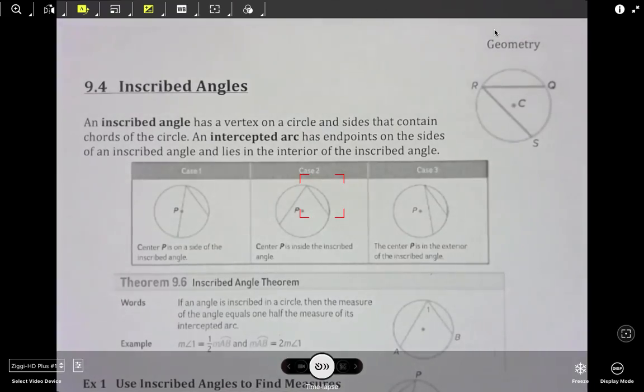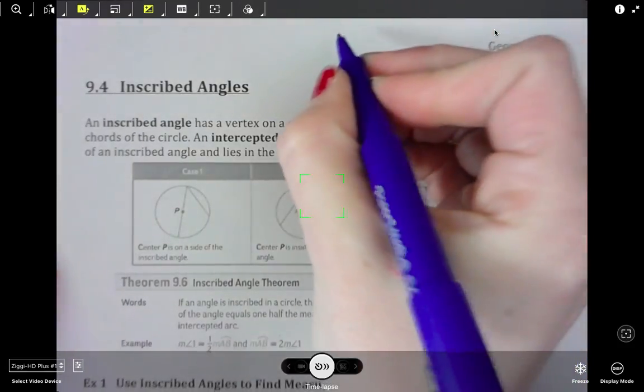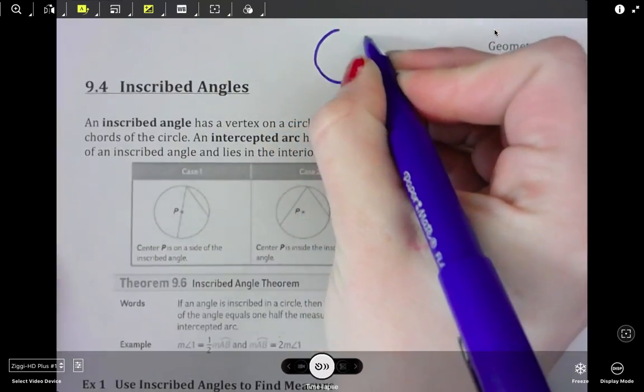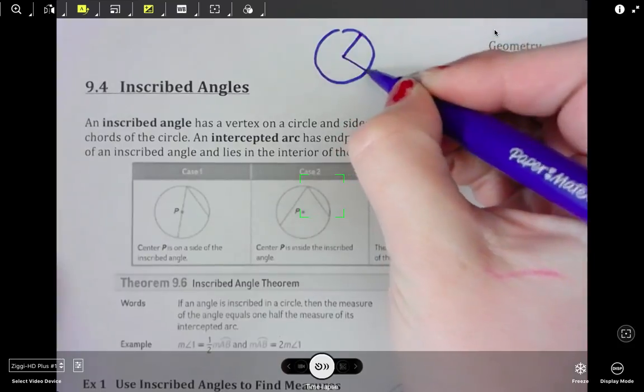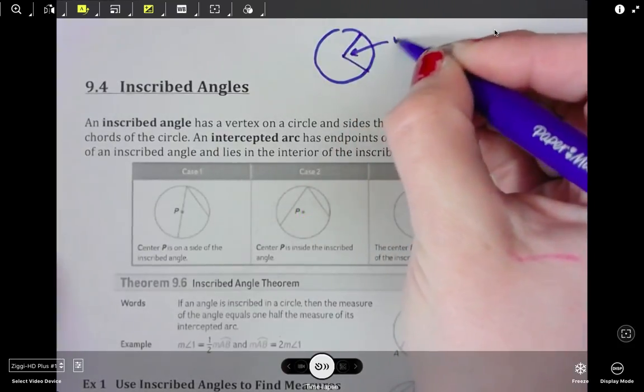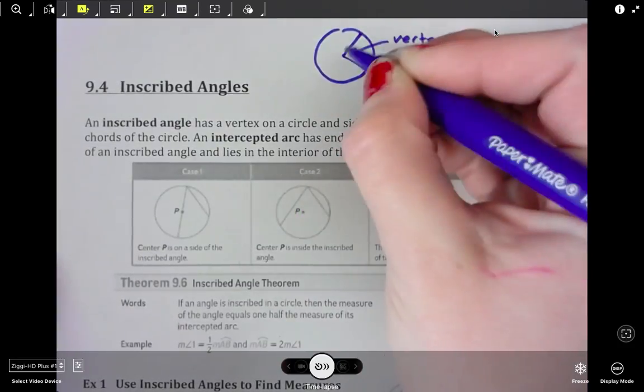Okay, kids, this is section 9.4. It is inscribed angles, and inscribed angles are like the second step to a central angle. Central angles are where you have the center of the circle, and a central angle has the vertex of the angle that's in the center.